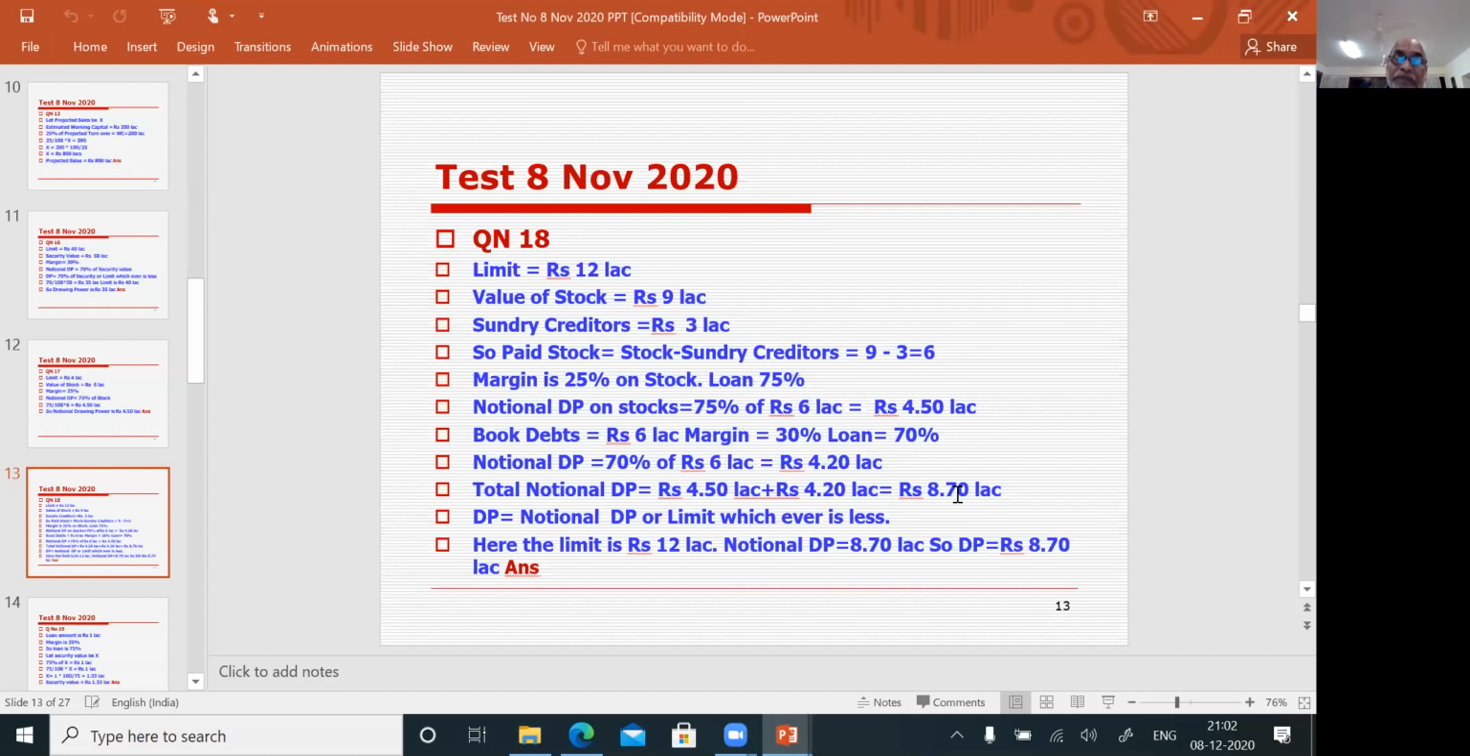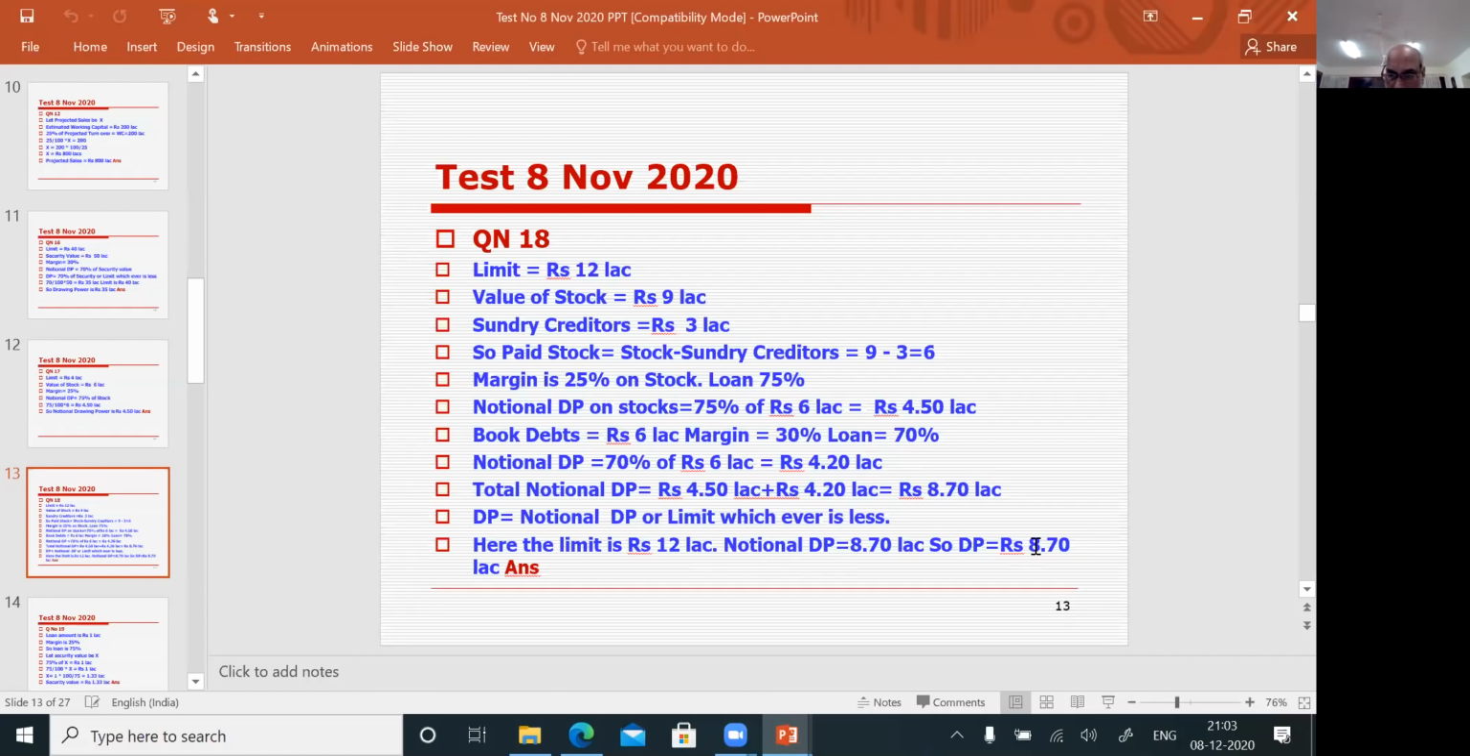What is DP? Notional DP or limit, whichever is less. So the notional DP is 8.70. The limit is 12 lakhs. So the actual drawing power for the month is only 8.70. I think your test has another question.